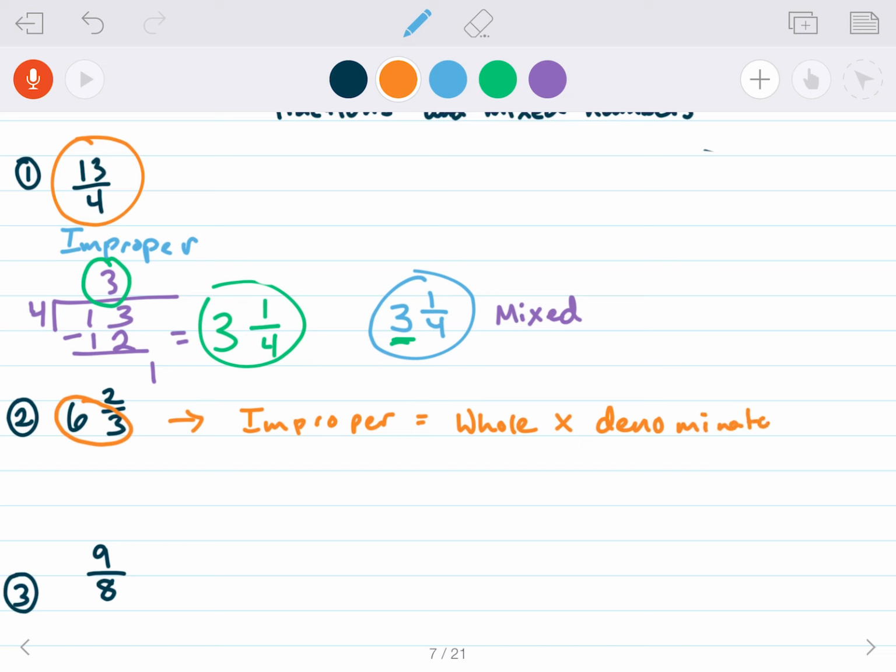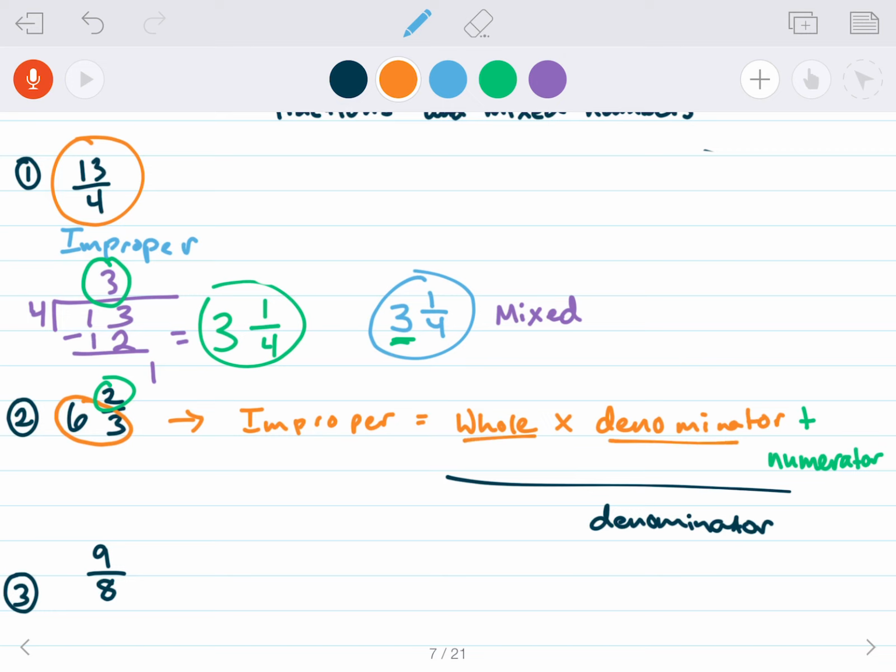Then we're going to add the numerator. And finally, we're just going to put it all over the original denominator. So it's easier done than said, to be honest. So let's do it. Here we want to first multiply the whole part times the denominator.